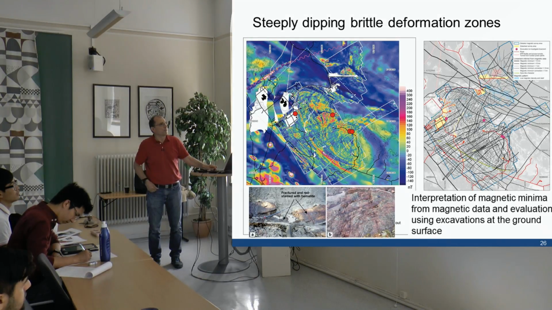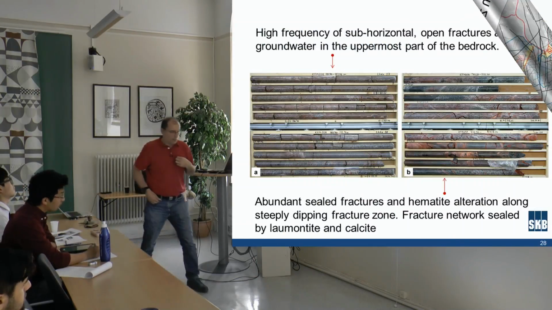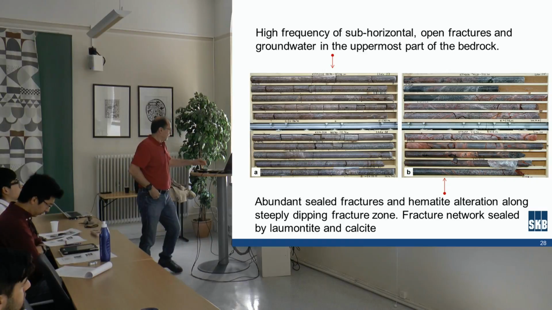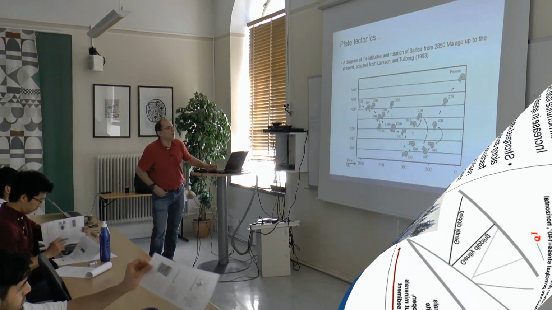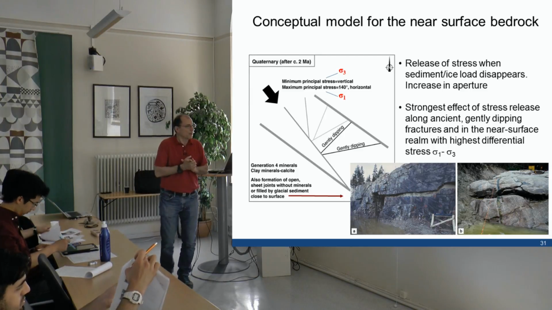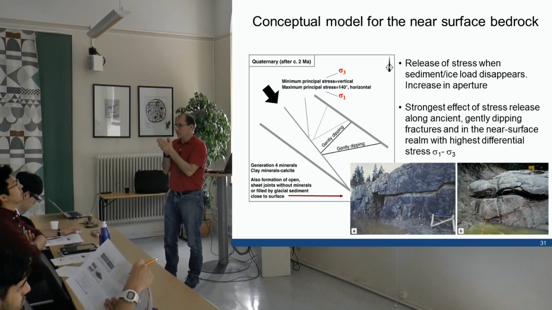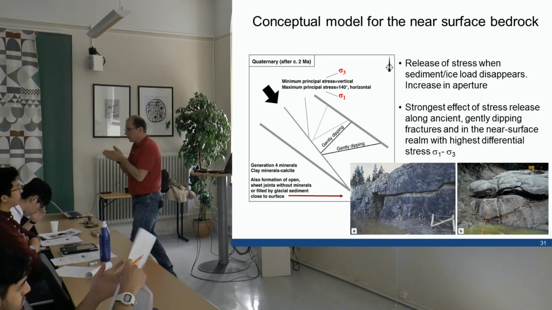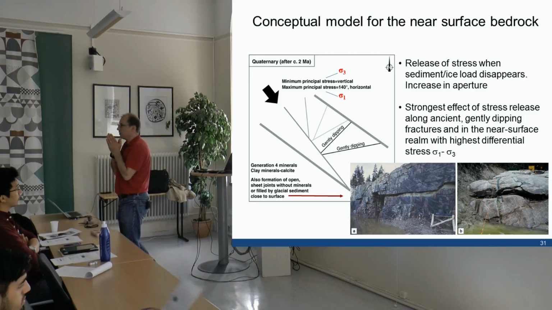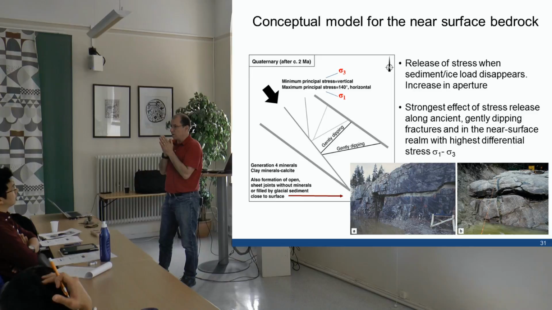I think I skipped that. Oh, I think I go here. We're talking about these deformation zones. They have typical oxidation zones. We can see them in geophysics. We can see them in boreholes, etc. We can model them deterministically.